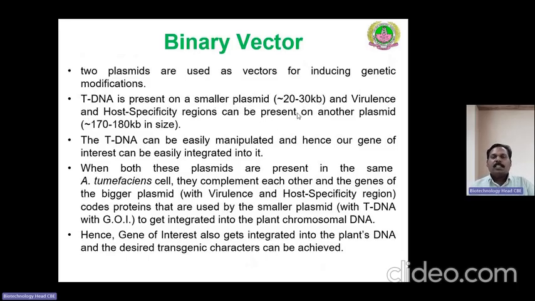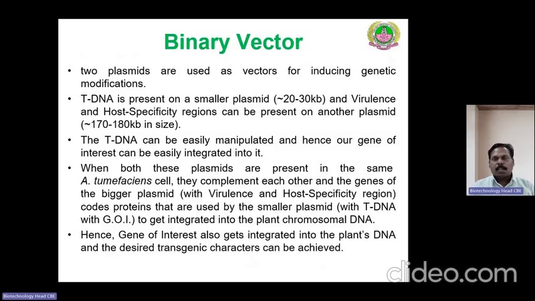So practically, we are splitting the approximately 200 kilobase pair Ti plasmid into two different plasmids. One carries the T-DNA alone, of 20 to 30 kilobase pair. The other carries 170 to 180 kilobase pair of the host specificity and virulence region. The T-DNA of 20 to 30 kilobase pair can be easily manipulated to hold our gene of interest, and it can be easily integrated by using the routine cloning process.